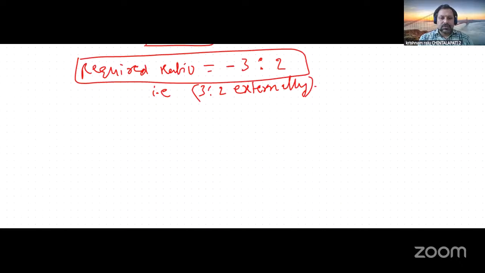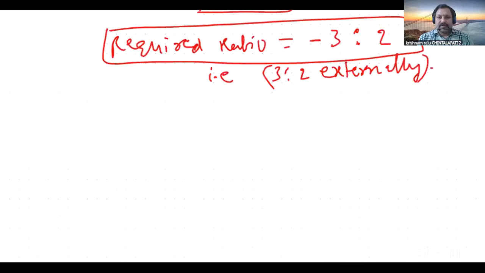Minus 3 is to 2. Yes, correct. Correct answer. Minus 3 is to 2 solution. Very good. Done.